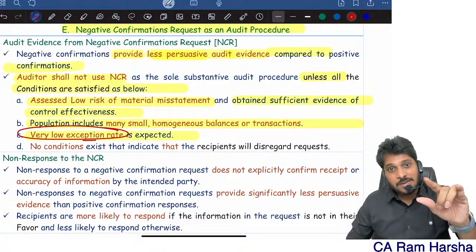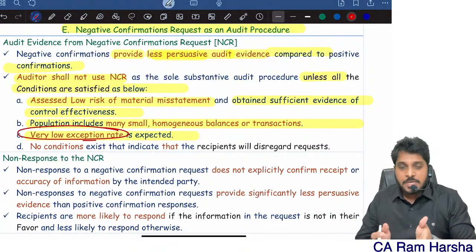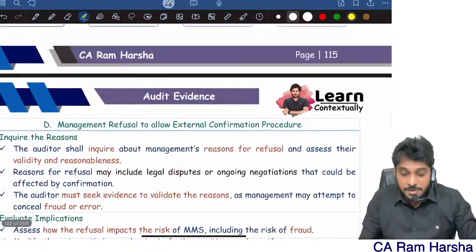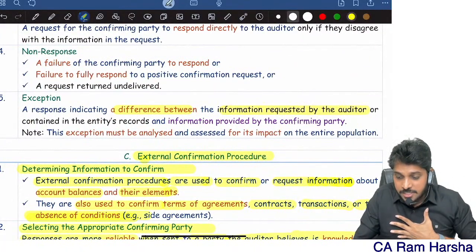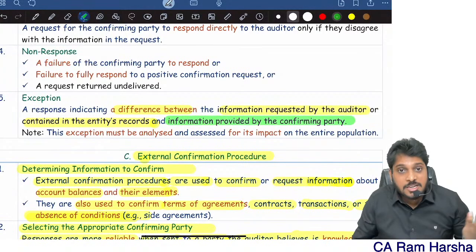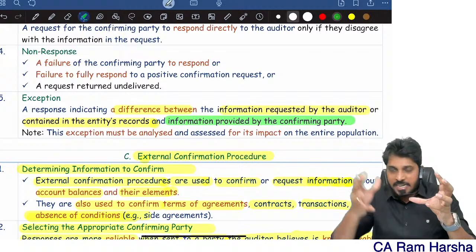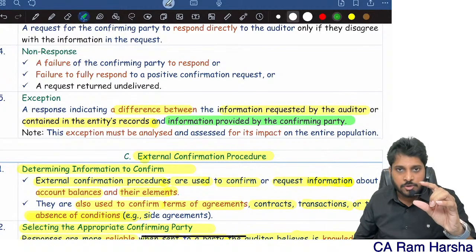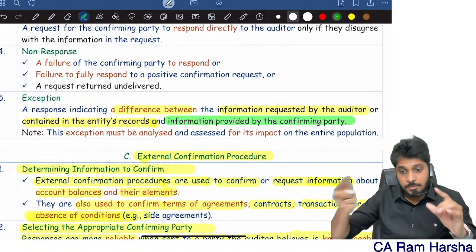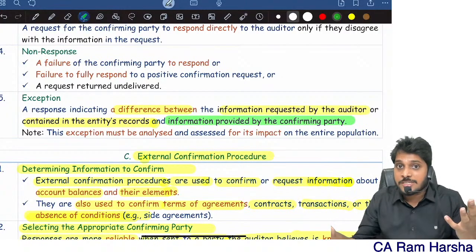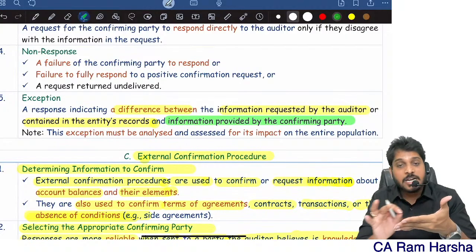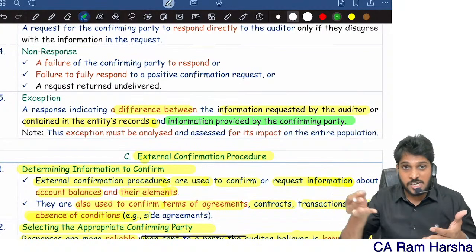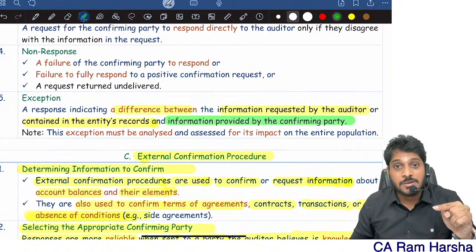What is exception? Exception means the difference between information requested by the auditor or contained in entity records and information provided by the third party. So, I sent a confirmation request, right? Inside that I mentioned some amount. The third party also replied. He said that amount is the same, no difference. Then there is no exception. Suppose I mentioned an amount of 10 lakhs. The third party said, no sir, it is not 10 lakhs, sir, it is 11 lakhs. Now there is an exception.